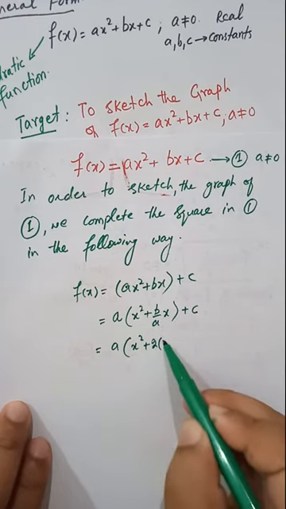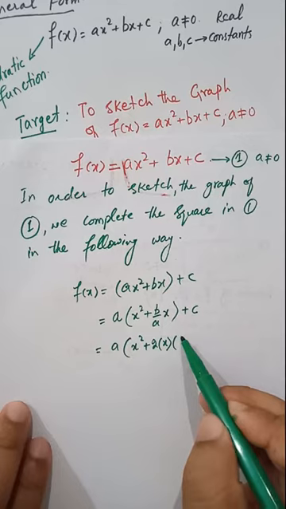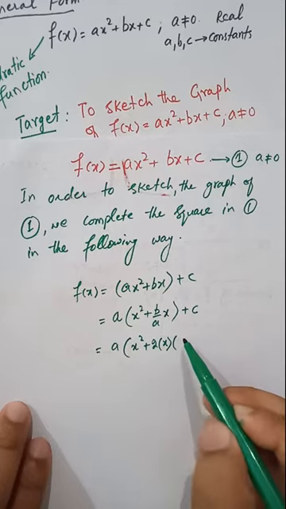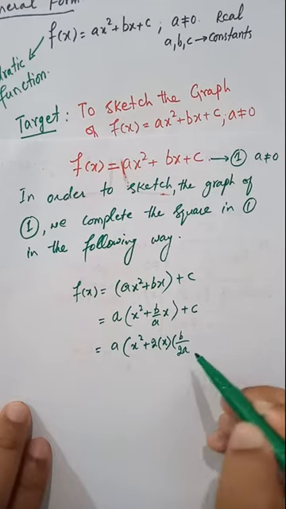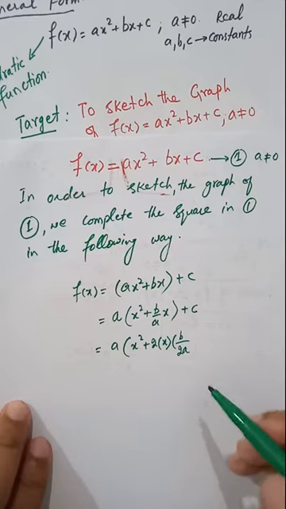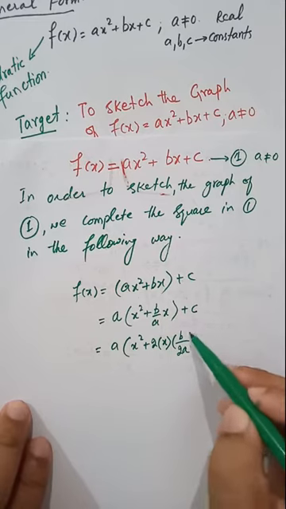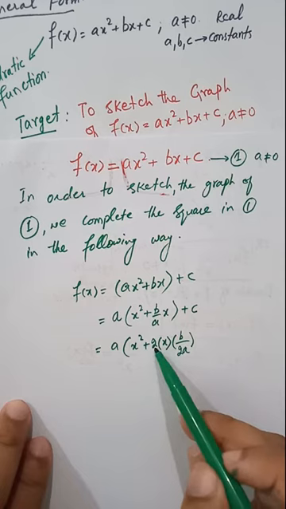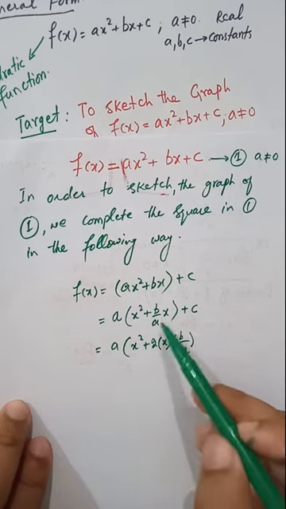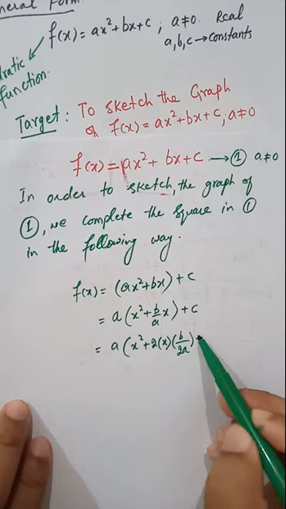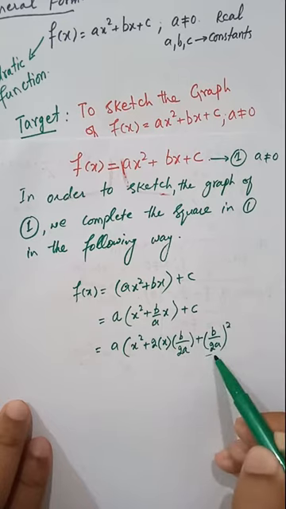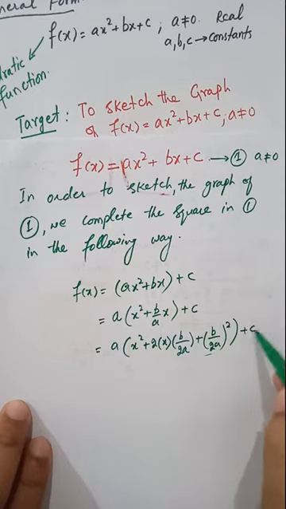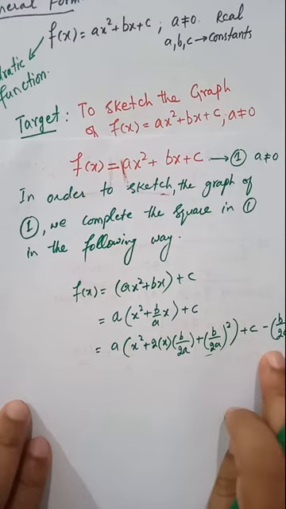So 2 times x times b divided by 2a: the 2 will cancel with the 2, so you will get b by a multiplied by x. Now this is the value of b, so you will add b by 2a whole square. This value is added from your side, so to keep the equation balanced it must also be subtracted. So I also subtract this value.